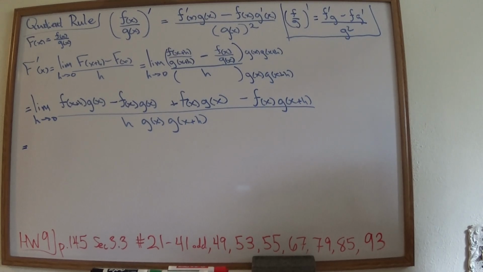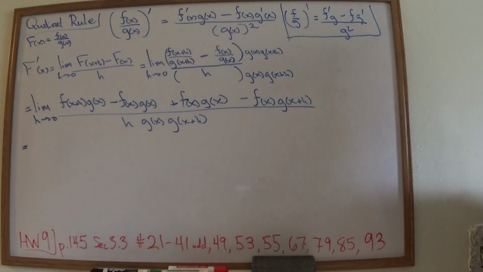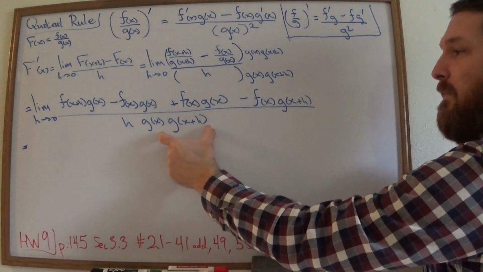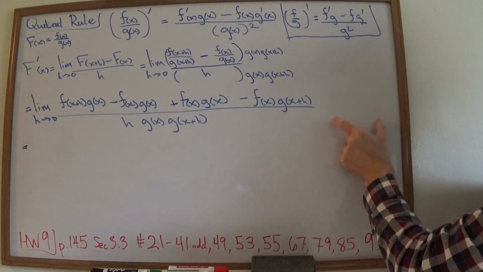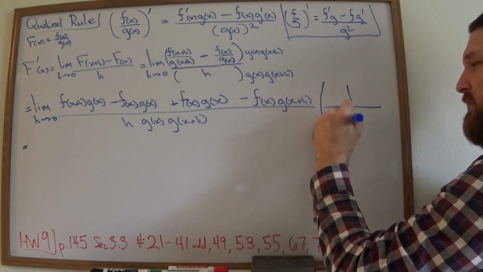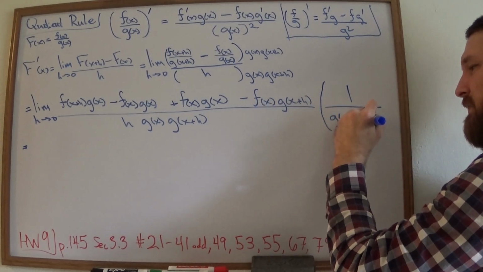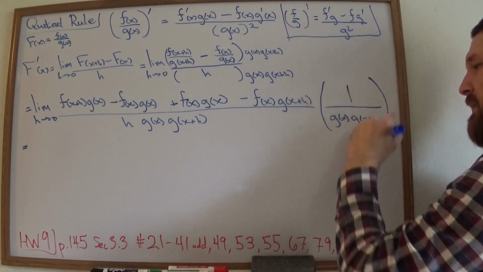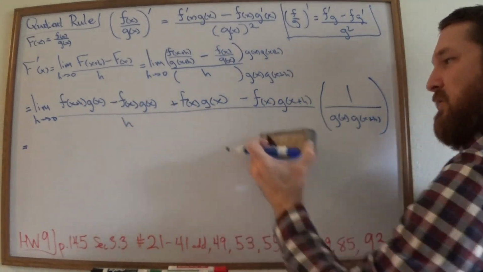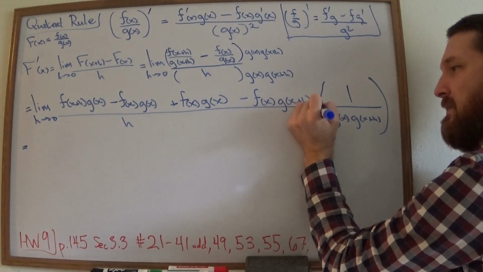And so, another thing that's going to be really annoying, if I don't get rid of it right now, because I don't want to take up too much room. I'm gonna get these guys out of the way too. The book does this differently, but I could just rewrite this as 1 over g of x times g of x plus h, like that. That's the same thing as just multiplying by this.